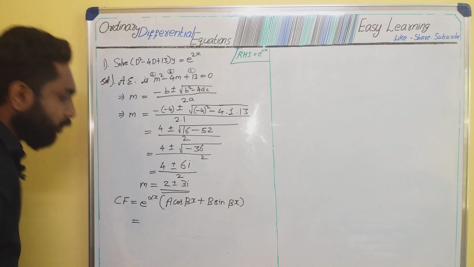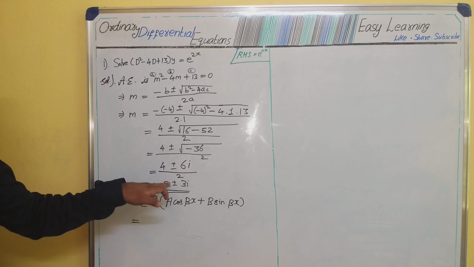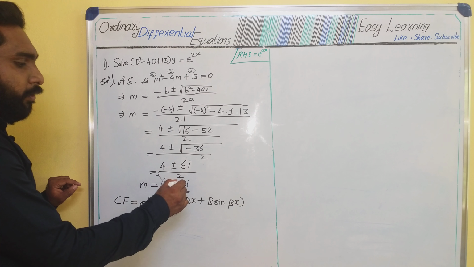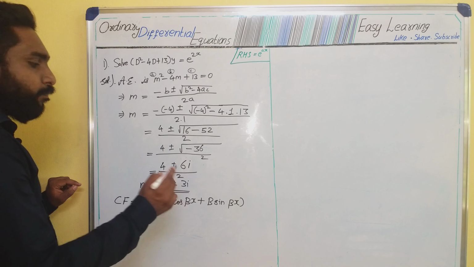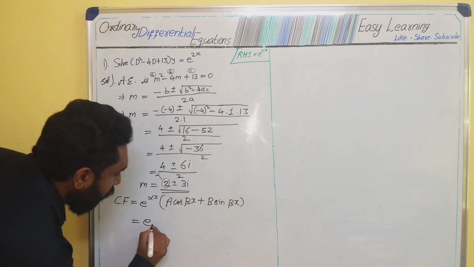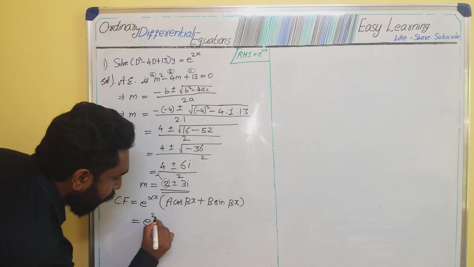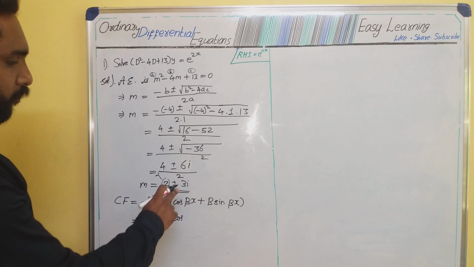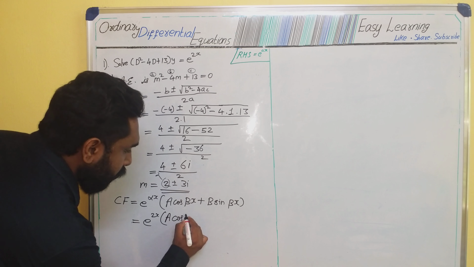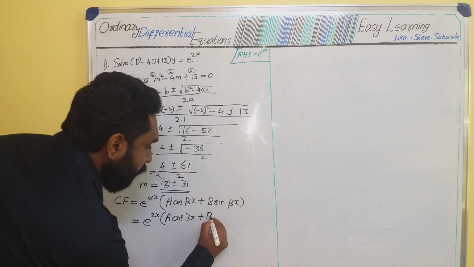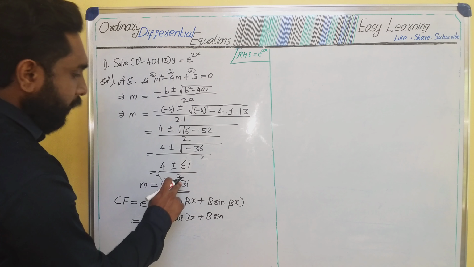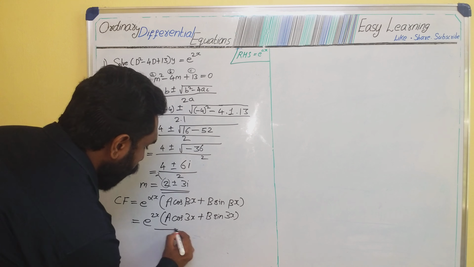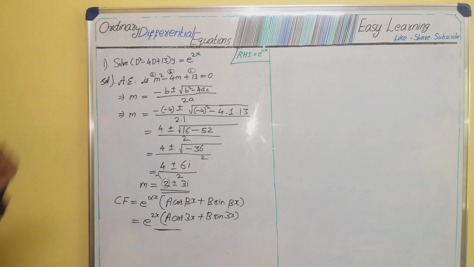So let's substitute the values. You know how to find alpha and beta from here. The first value will be alpha and the value corresponding to i, the imaginary number, will be taken as beta. So e power alpha x, where alpha is equal to 2. e power 2x into a cos beta x, where beta value is 3. So a cos 3x plus b sin, again beta means 3x. So this is the complementary function for this equation.